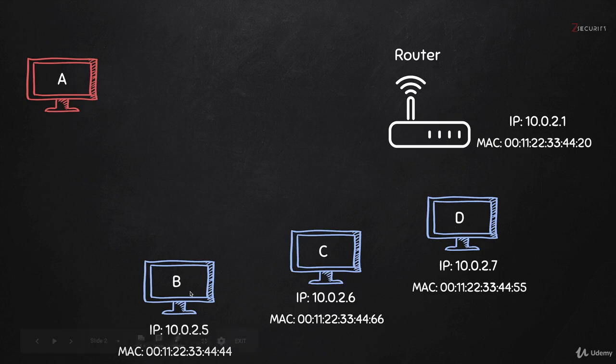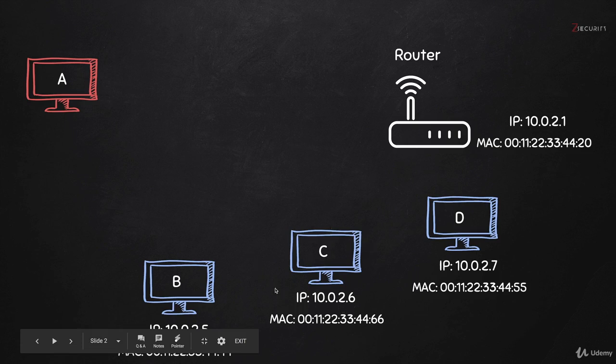We have devices A, B, C, and D. They are all connected to the same network, and we have the router here for this network. We can see that each device has an IP and a MAC address. And let's assume that device A needs to communicate with device C.